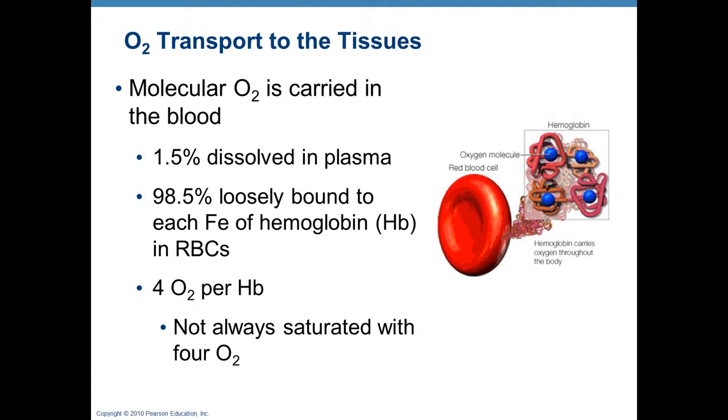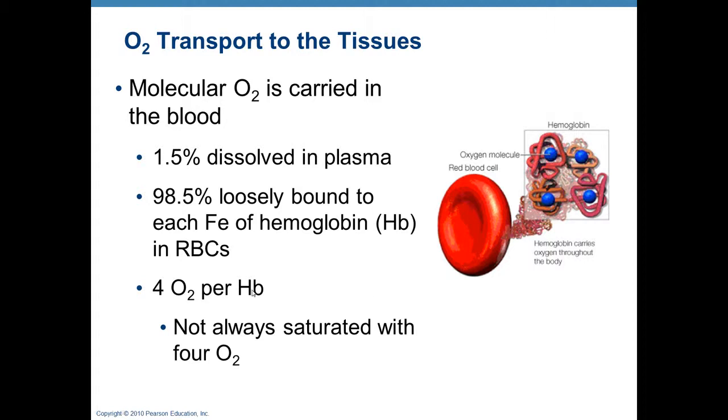So about 98.5% of the oxygen gas in your blood is actually inside your red blood cells and attached to hemoglobin. But about 1.5% of gases can dissolve in fluids. That's how we make things like carbonated beverages. About 1.5% of the oxygen gas is dissolved in your plasma, your blood fluid.